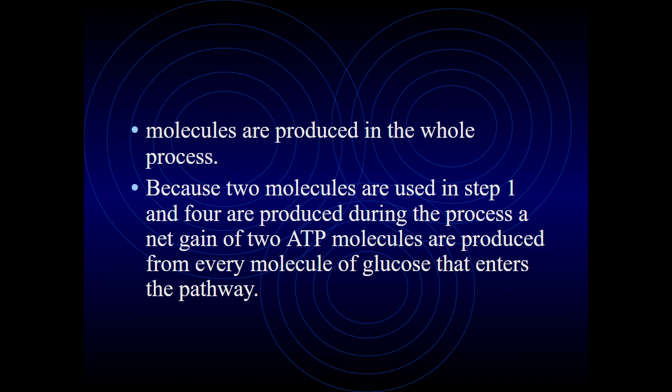Because 2 molecules are used in step 1 and 4 are produced during the process, a net gain of 2 ATP molecules are produced for every molecule of glucose that enters the pathway. So basically, in this process, you have to use half of what you are producing.